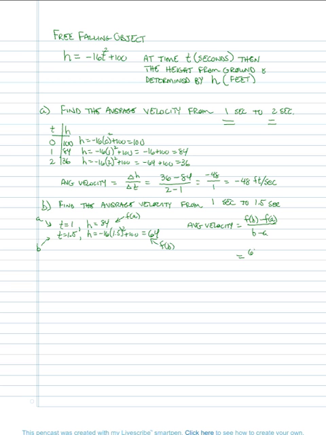F of B is 64 minus F of A, which is 84, divided by B, which is 1.5, minus A, which is 1. So that ends up being negative 20 in the numerator and 0.5 in the denominator, which is a negative 40. And of course, again, it's feet per second. So the average velocity between 1 and 1.5 seconds is negative 40 feet per second instead of the negative 48 feet per second we saw earlier.